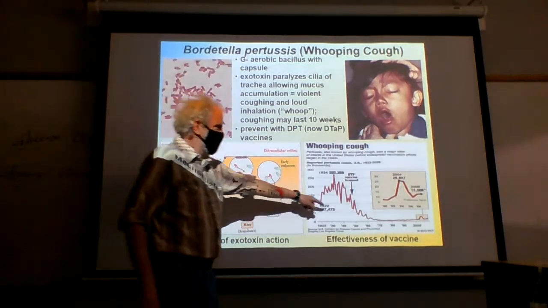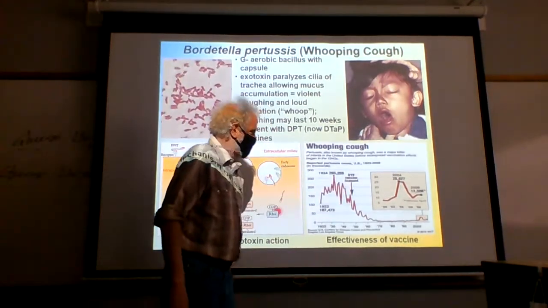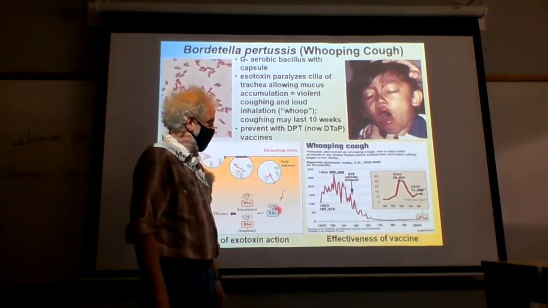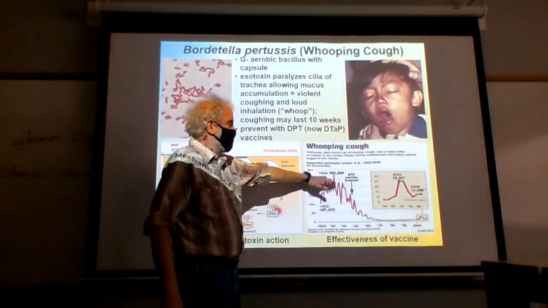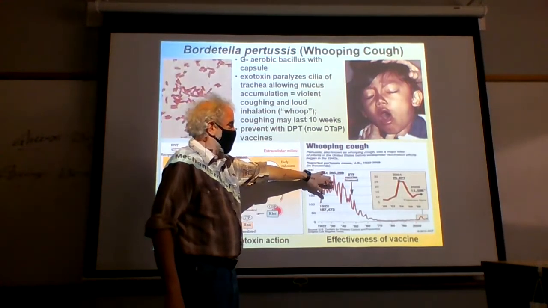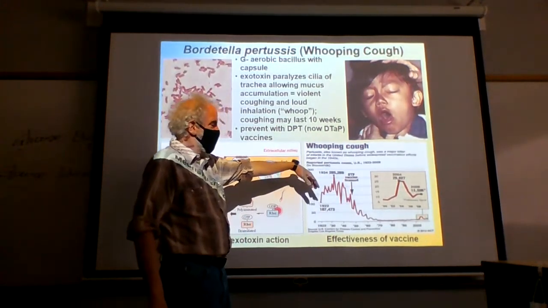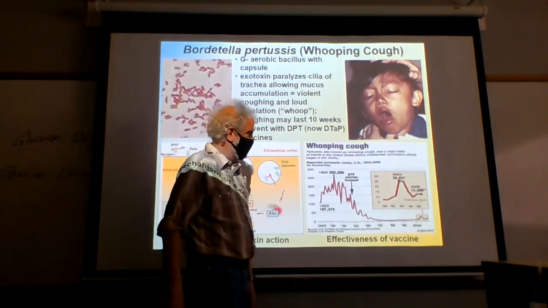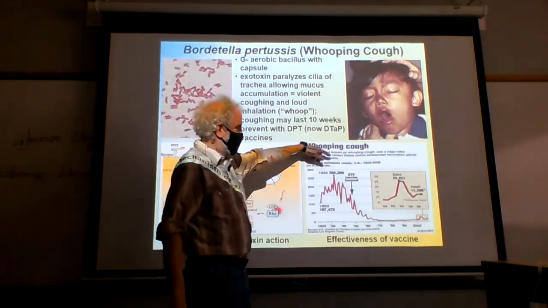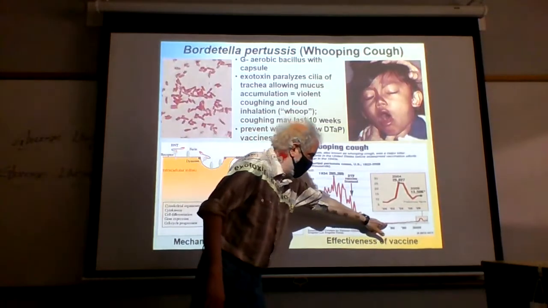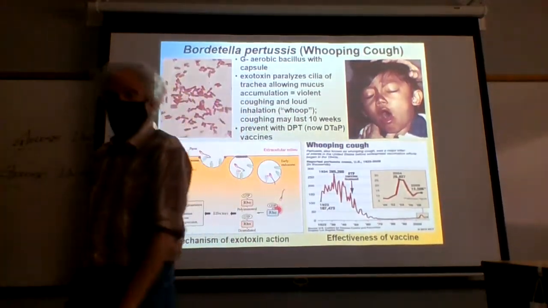If you look at the effectiveness of the vaccine, pretty remarkable. So we have lots of cases of whooping cough, pertussis, and it was a serious killer of infants. Vaccination efforts began in the 40s, and wow, we get it down now to a very low level.